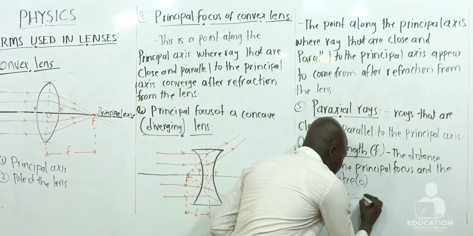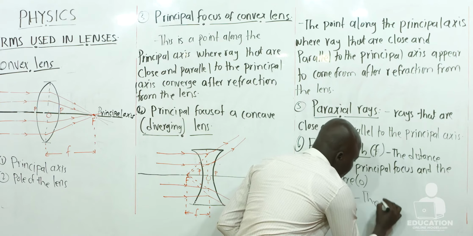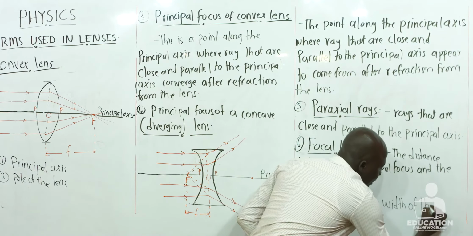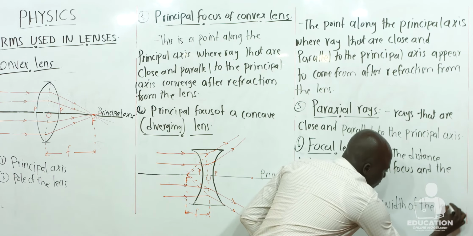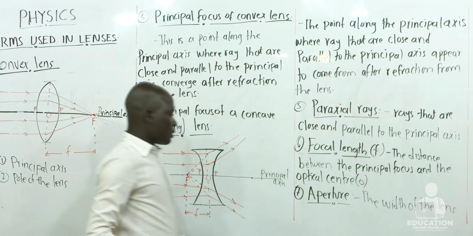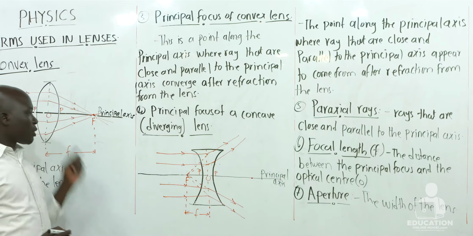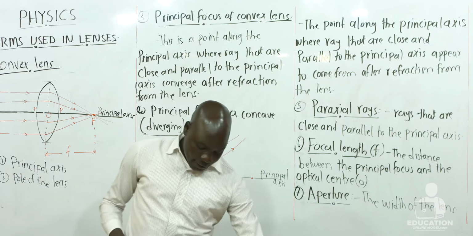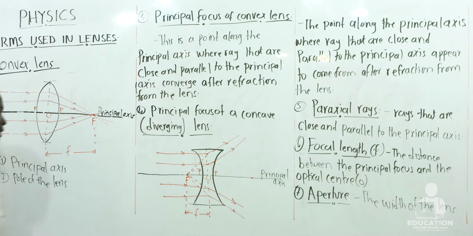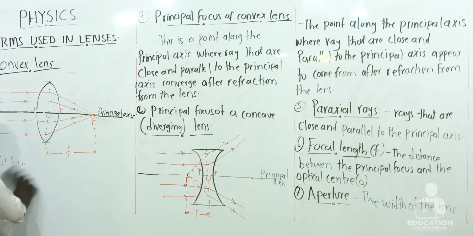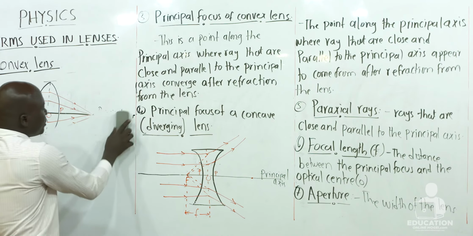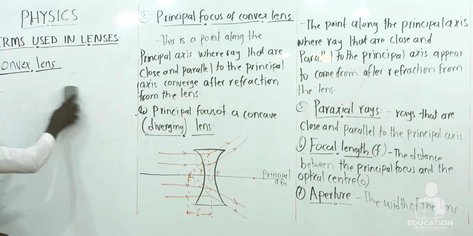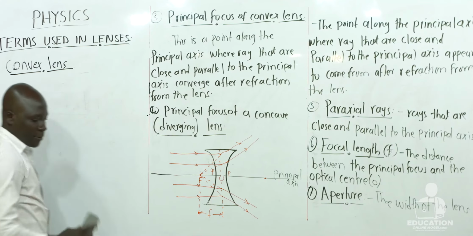So this refers to the width of the lens. The width of the lens is what we call the aperture. Dear learners, there are still terms that are very important that we have to know, because we shall always be using these terms till the end of the topic. So we have to note them carefully.